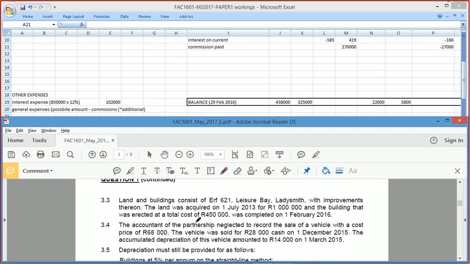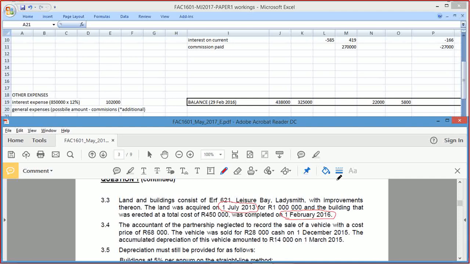Yeah, but when was it acquired? It was before the financial year, the 1st of July 2013. Correct. It's before the financial year. And when were the improvements done? 1st of Feb. Yes. So am I going to show this? No. It's a revaluation surplus. It's an adjustment. It's like a fair value adjustment.